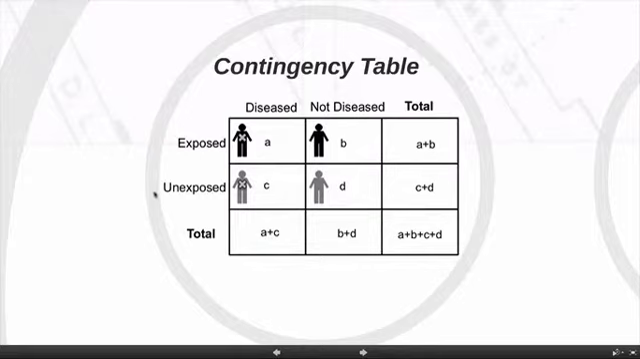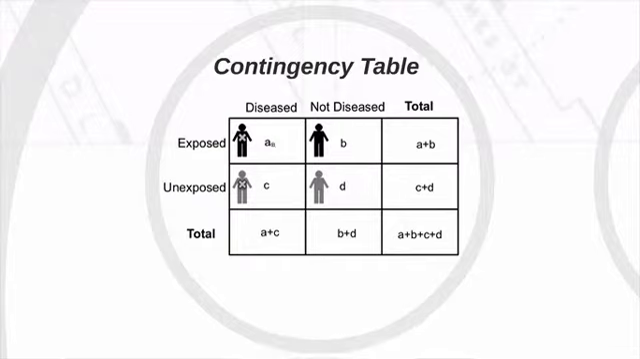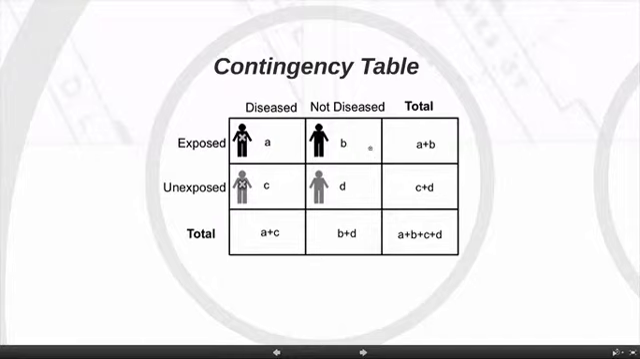And they're always set up the same way, or they should be. Your exposure is on the left side, where we have exposed and unexposed, and your disease is along the top, disease, not disease. So this top left cell, which we labeled A here, is the number of people who are exposed who develop disease. Cell B is the number of people who were exposed who did not develop disease. And then the margin here, A plus B, is the total number of people in your study who are exposed.